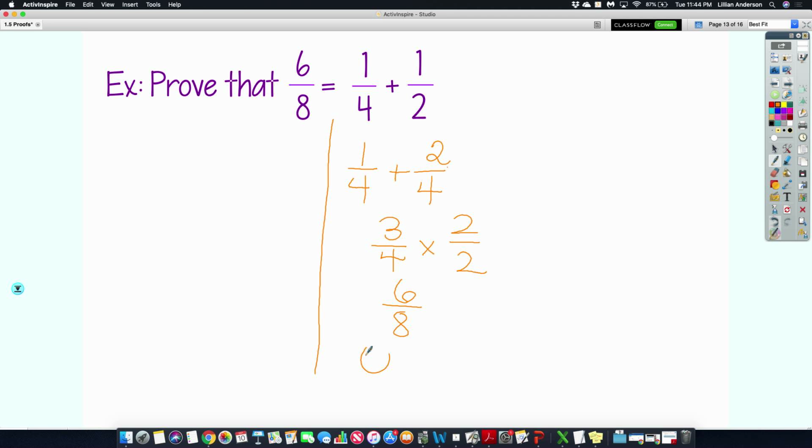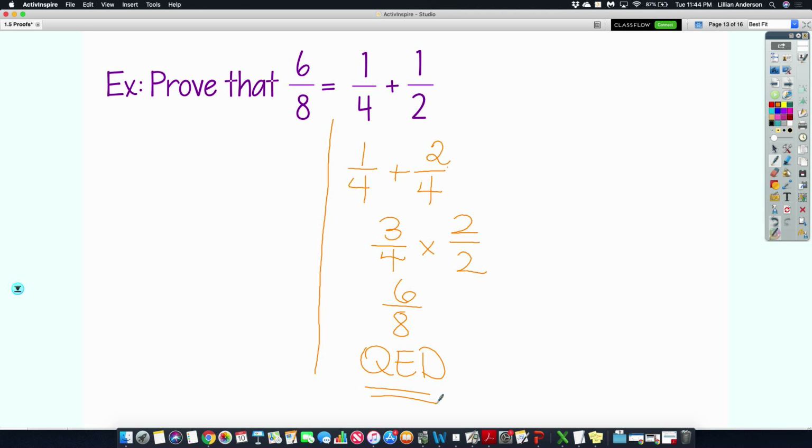And we have shown what was demonstrated. Yes, you must remember to include that QED or the LHS identity symbol RHS at the end to basically conclude your proof.